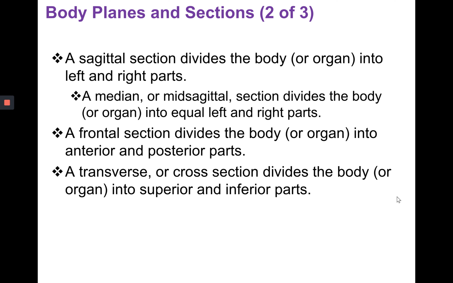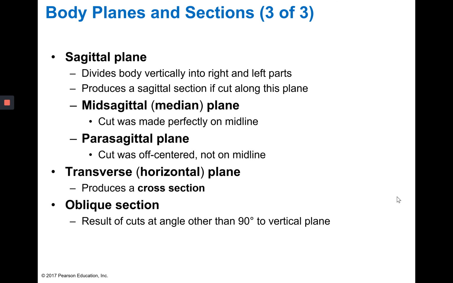Then a transverse or cross section, that's actually another term for transverse, cross section. So you have horizontal and cross section there. Divides the body or even an organ into superior, which is top, and inferior, which is bottom parts. And then here are those two terms I mentioned, mid-sagittal and parasagittal plane. Their definitions are if a cut was made perfectly on the midline of the body, separating the body into an equal left and right side, that would be a mid-sagittal or median plane.